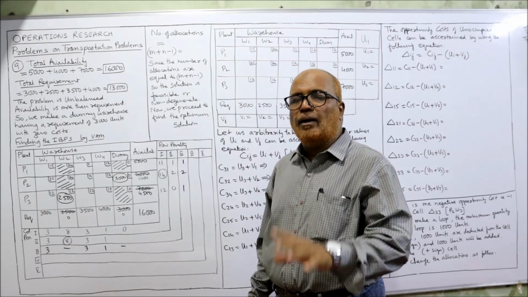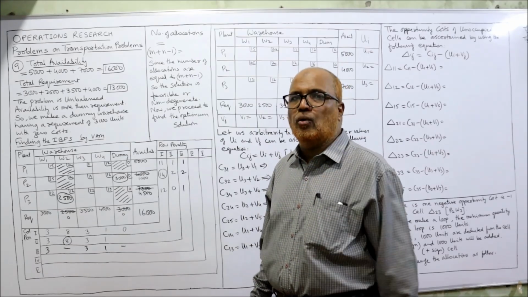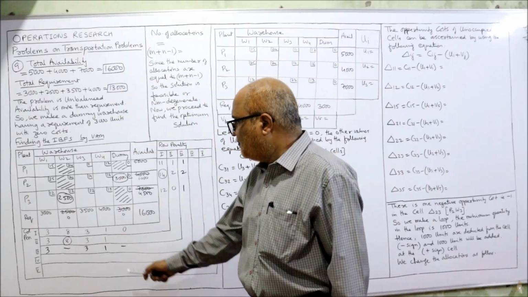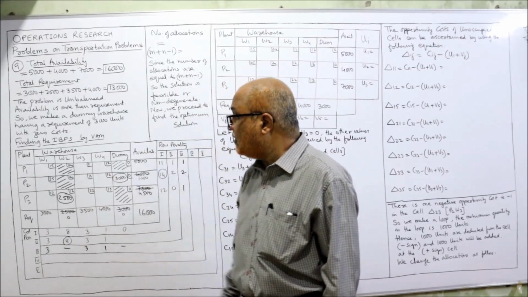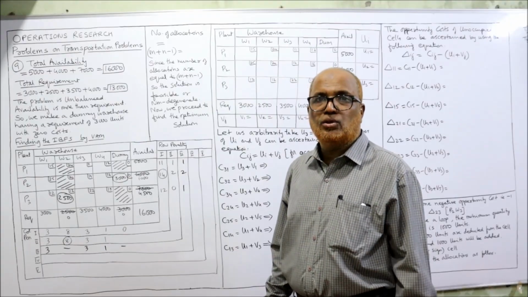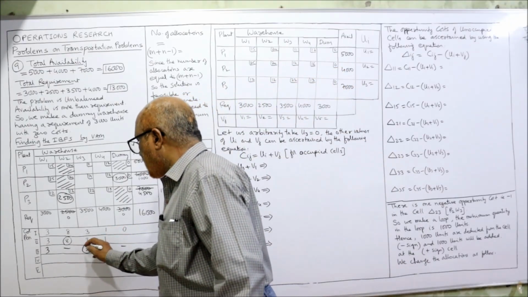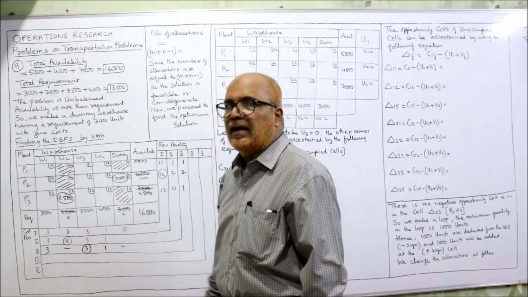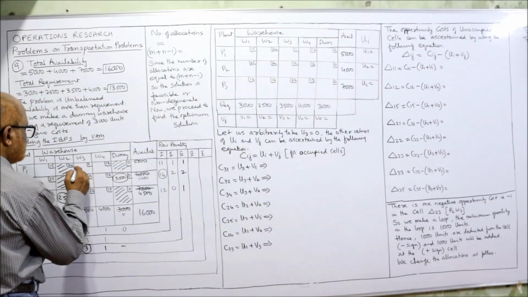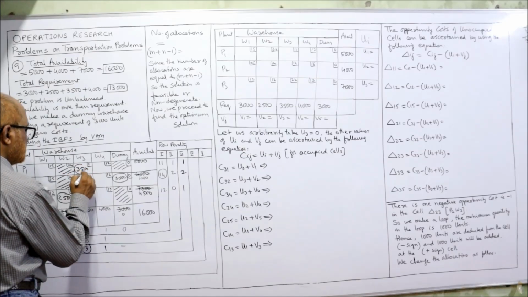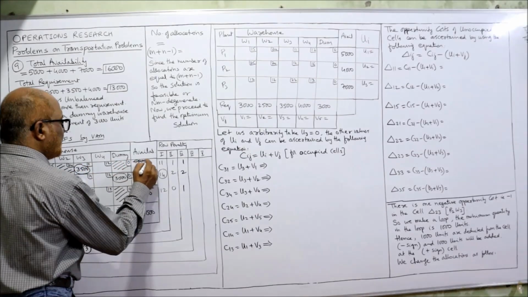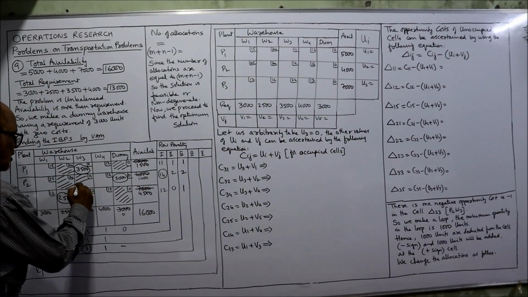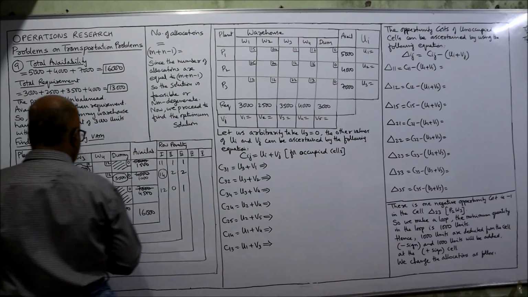Whenever there is a tie in penalty, we compare the cost. Wherever cost is less, we allocate. If we select this 3, the minimum cost is 12. If we select this 3, the minimum cost is 11. The 11 is less, so we select this 3. How much allocation can we make in this 11 cell? Row total 5000, column total 3500. So we allocate 3500. 3500 are allocated in this cell. 5000 minus 3500 is 1500, and this 3500 will become 0. So block the column.